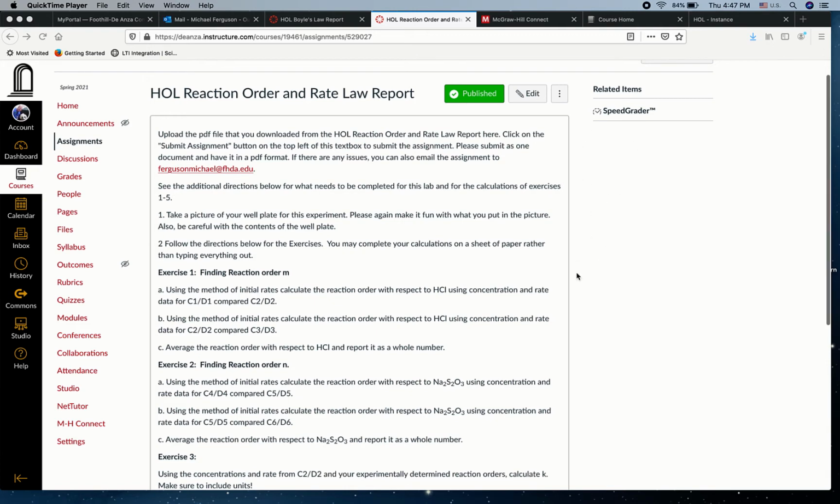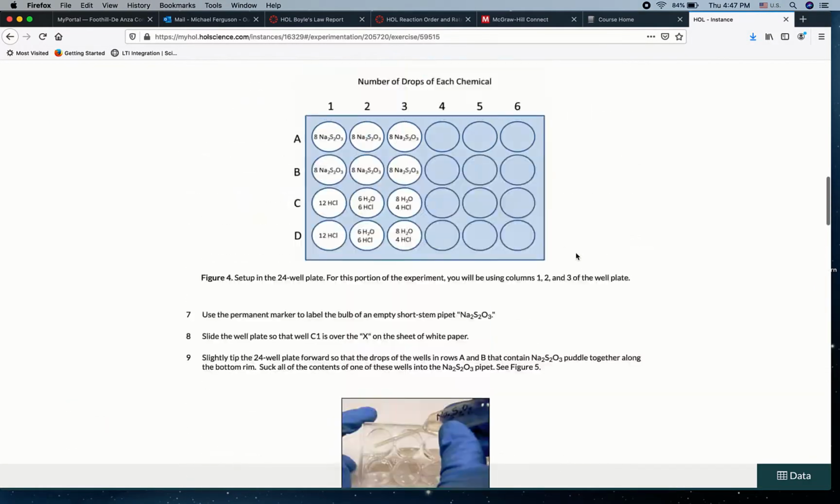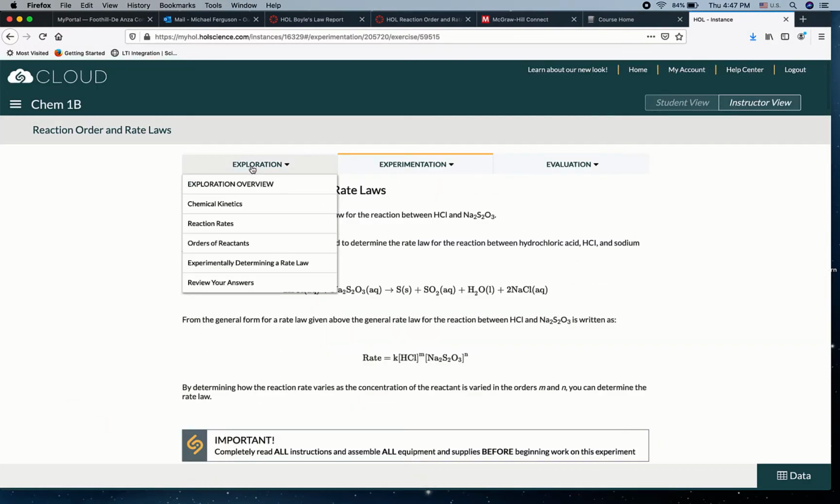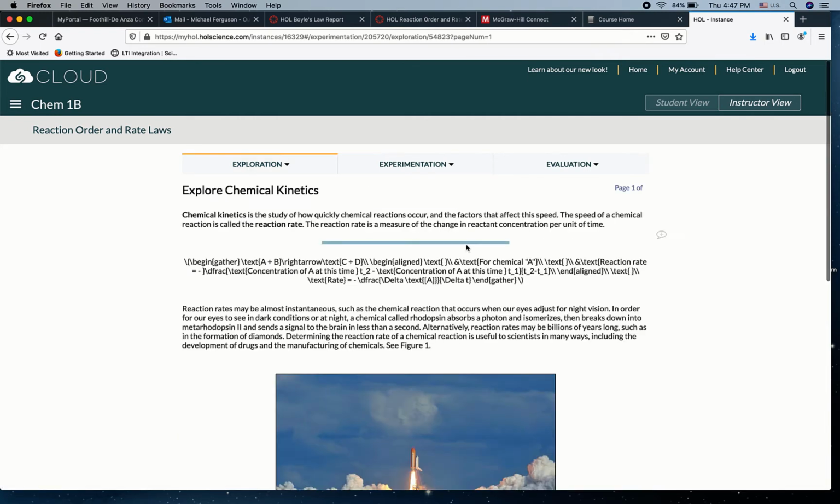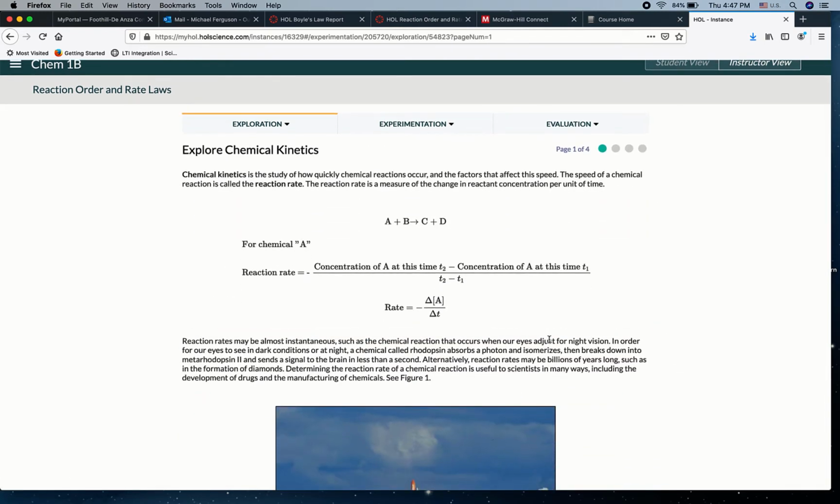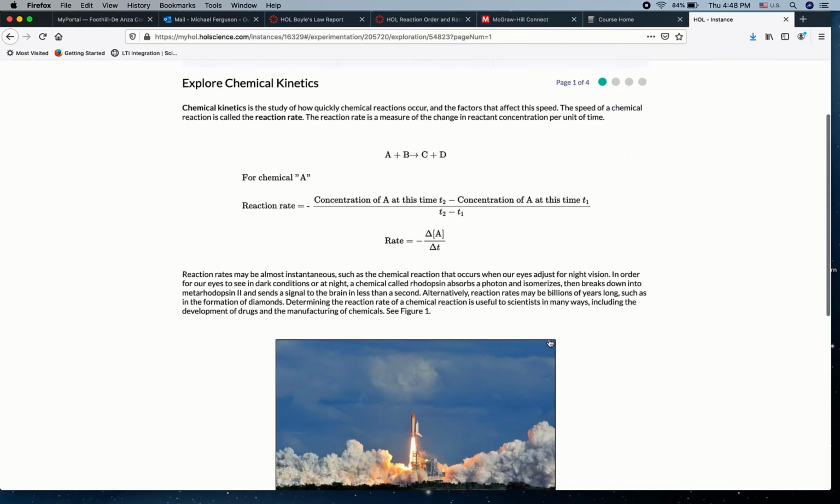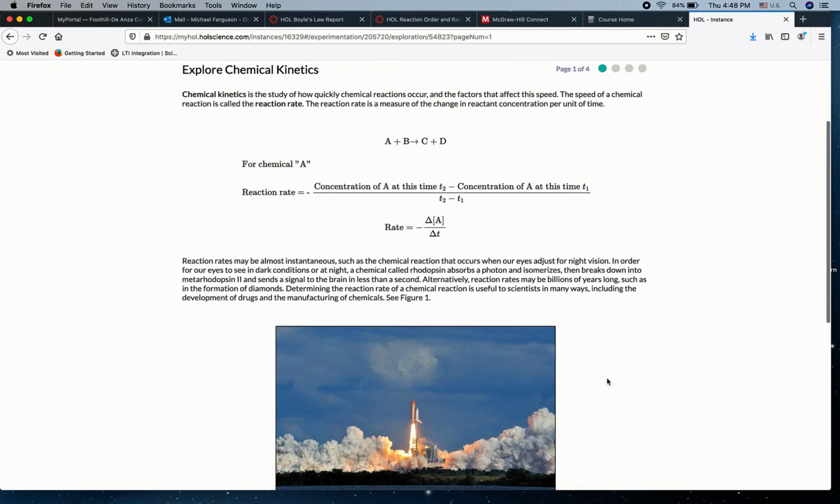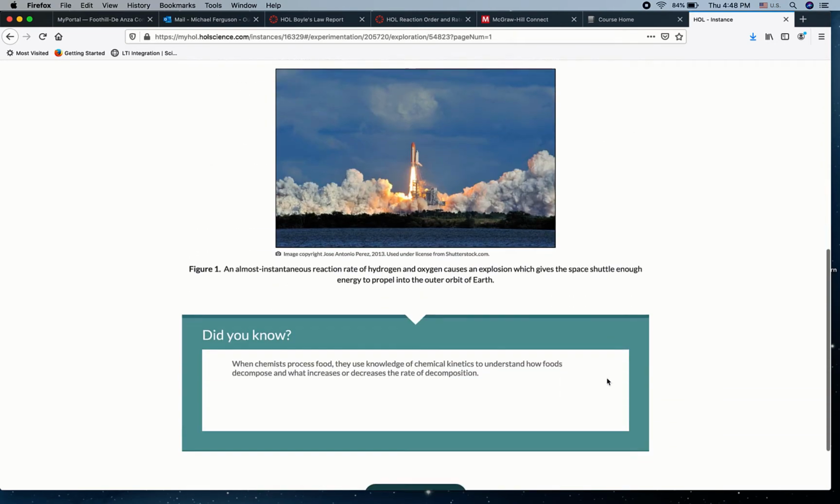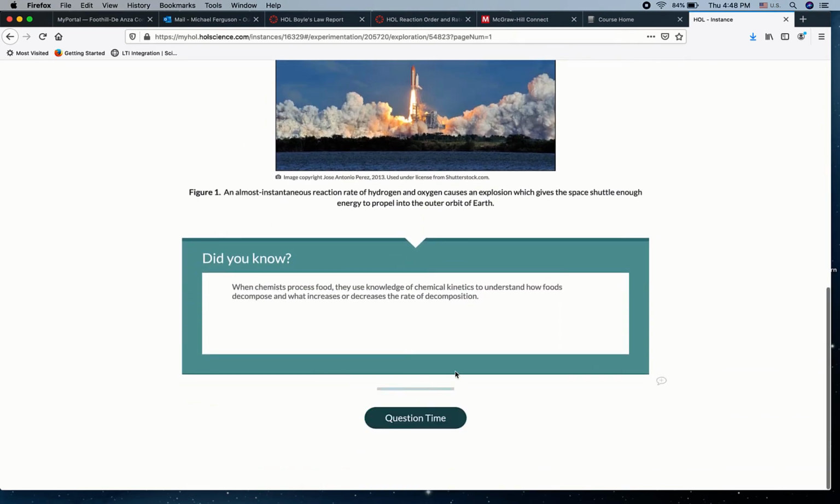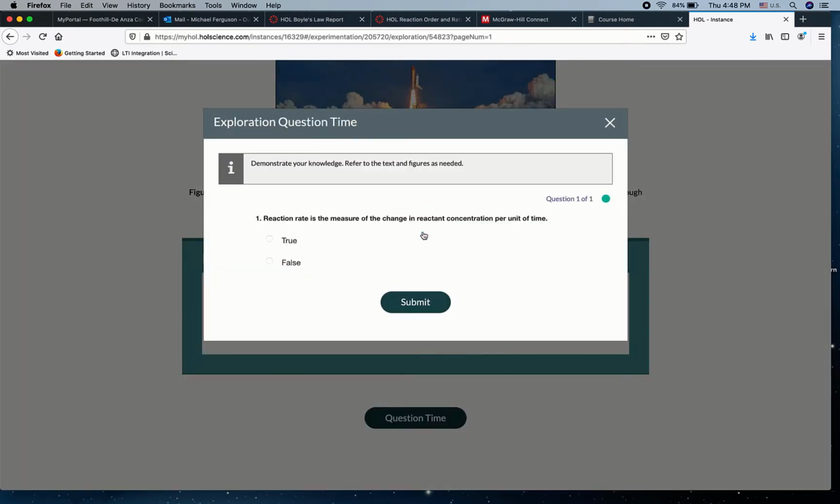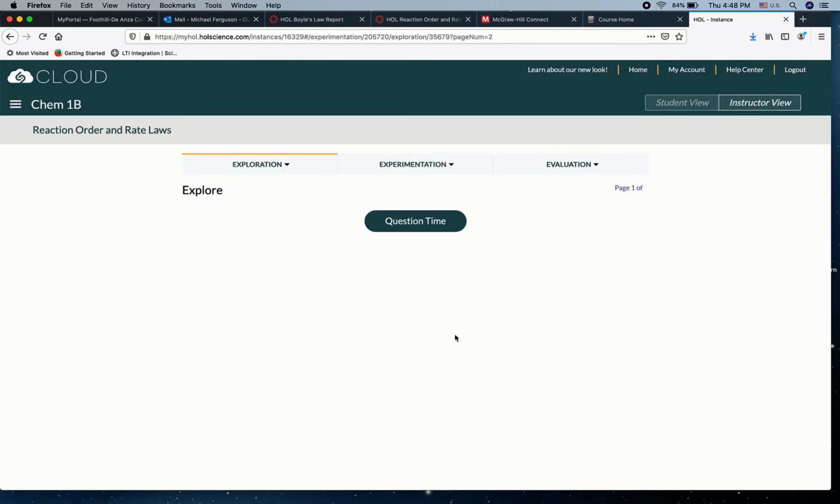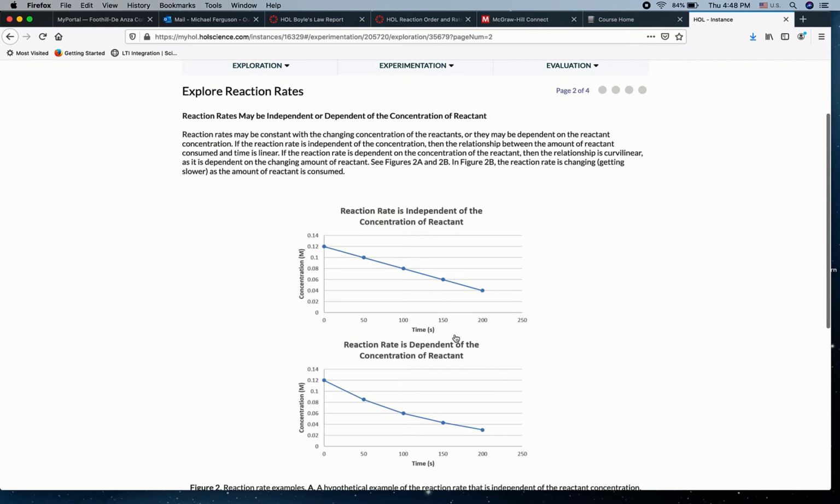But let's go to the lab here. So let's explore. Hopefully, you've already done chemical kinetics, and we have it in the first part of the quarter. But let's just move on and get to how you break down this lab.